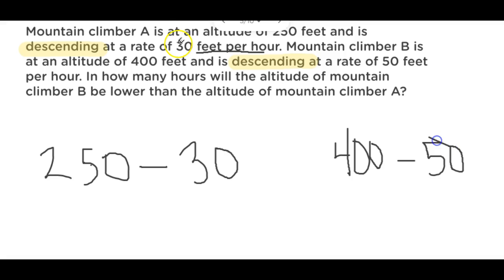Now, in the question, how many, what does that say? How many what? What do we not know? We don't know hours. So wherever I see hours in my problem, I know that's where the variable is going to go. So I'm going to put an H here for hours and an H here for hours.